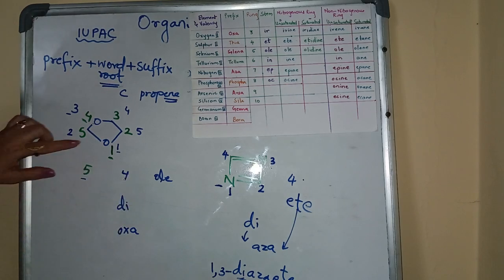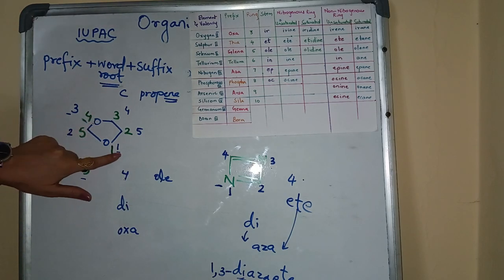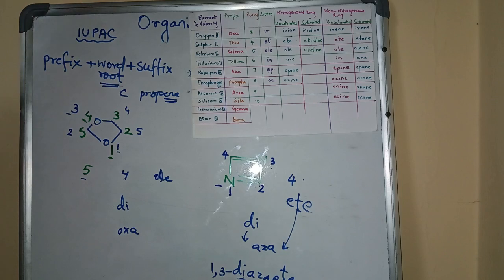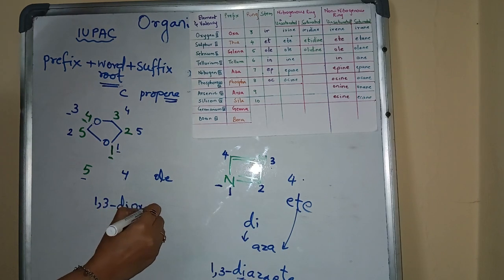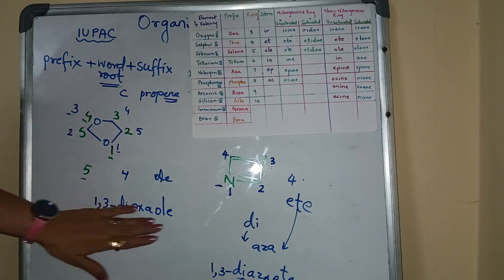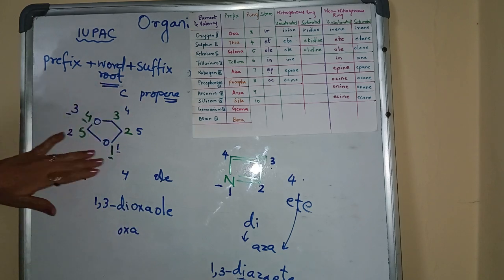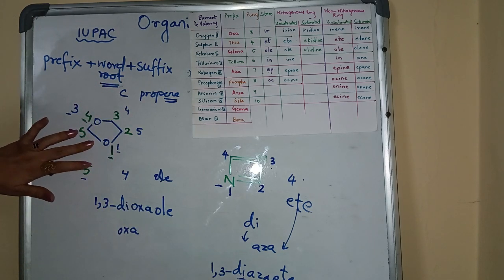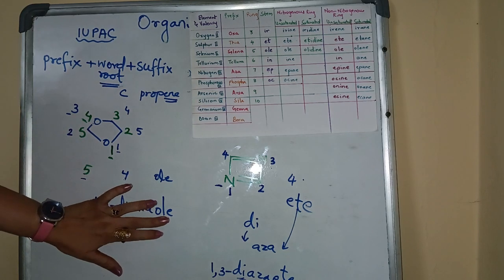We got all the things. Where is the oxygen present? On number 1 and number 3. So we got 1,3-dioxa-ole. Now we have to check this. This is incomplete because we did not check whether it is saturated or unsaturated. We have just got the stem.